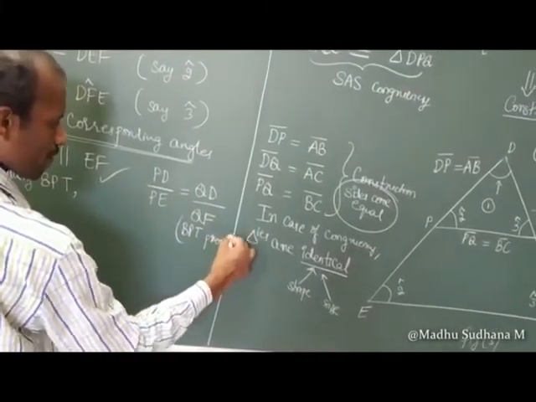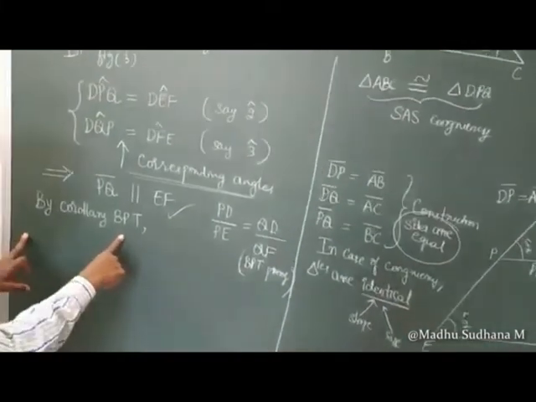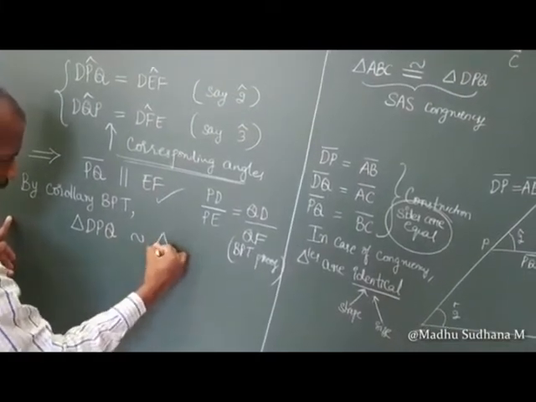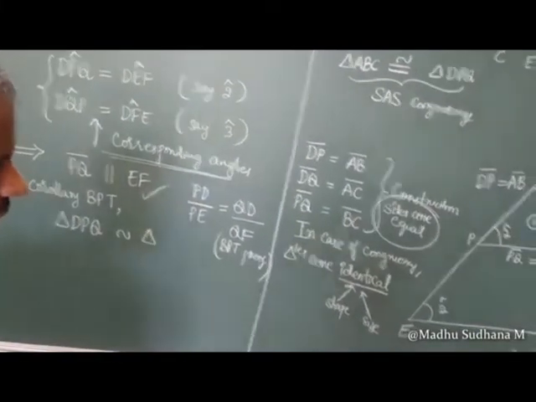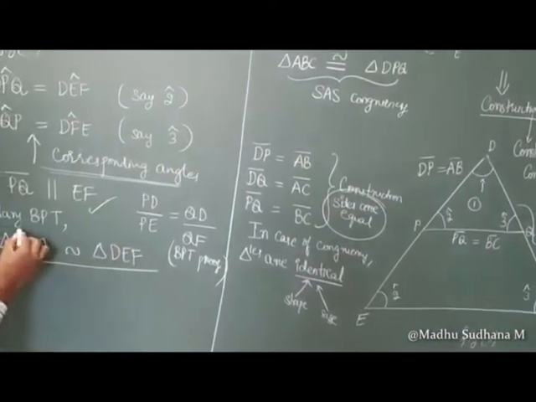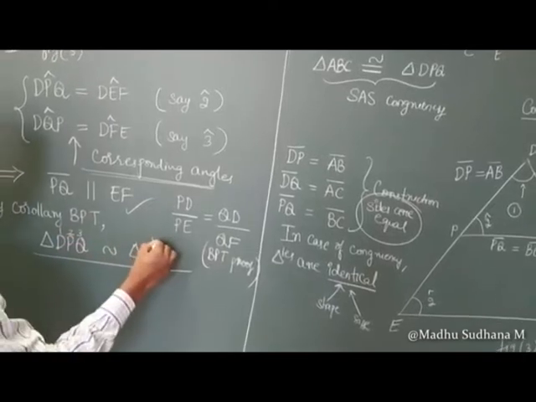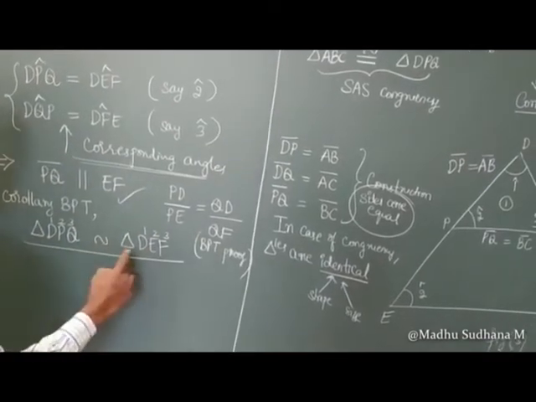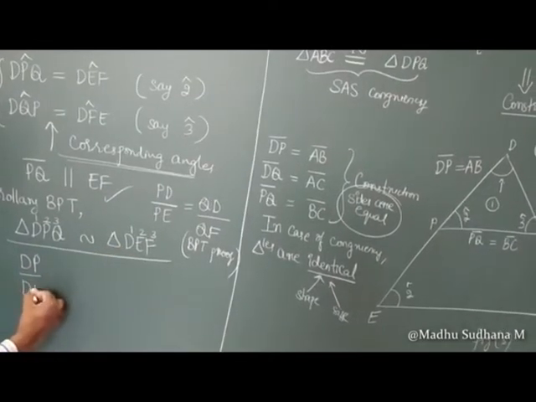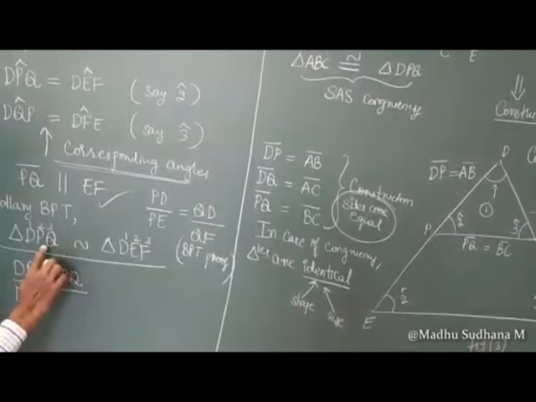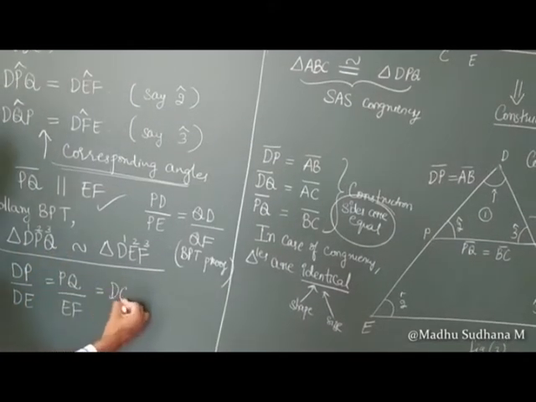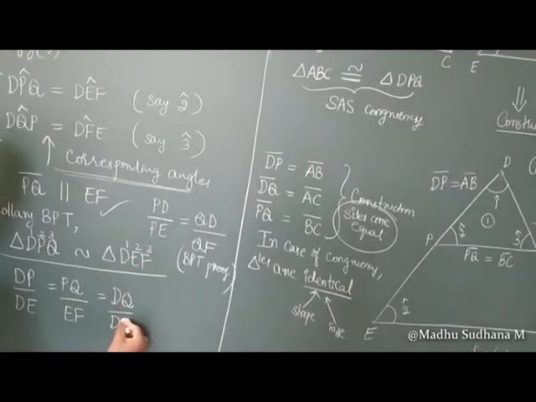BPT proof. So if I can write the corollary BPT for that, I can write triangle DPQ similar to triangle, which one? Triangle DPQ similar to triangle DEF. So this is from corollary BPT, right? So now if I can mark this 1, 2, 3 and 1, 2, 3 here, the corresponding sides being proportional, DP by DE, which is equal to PQ by EF, which is equal to DQ by DF. Followed it?